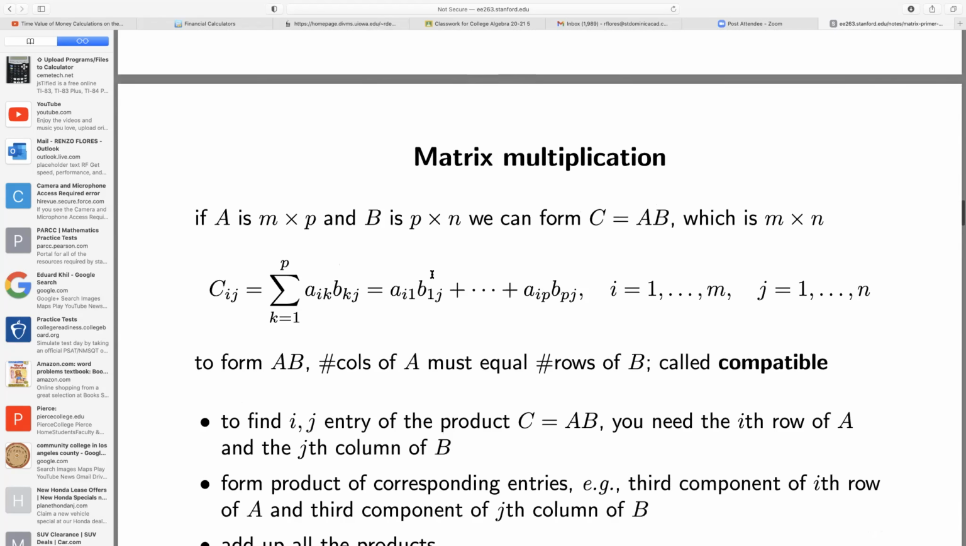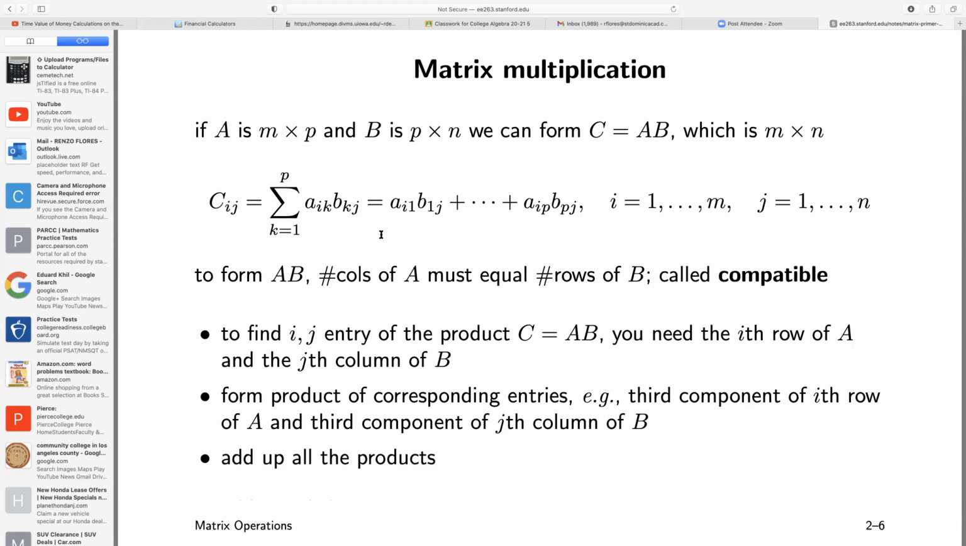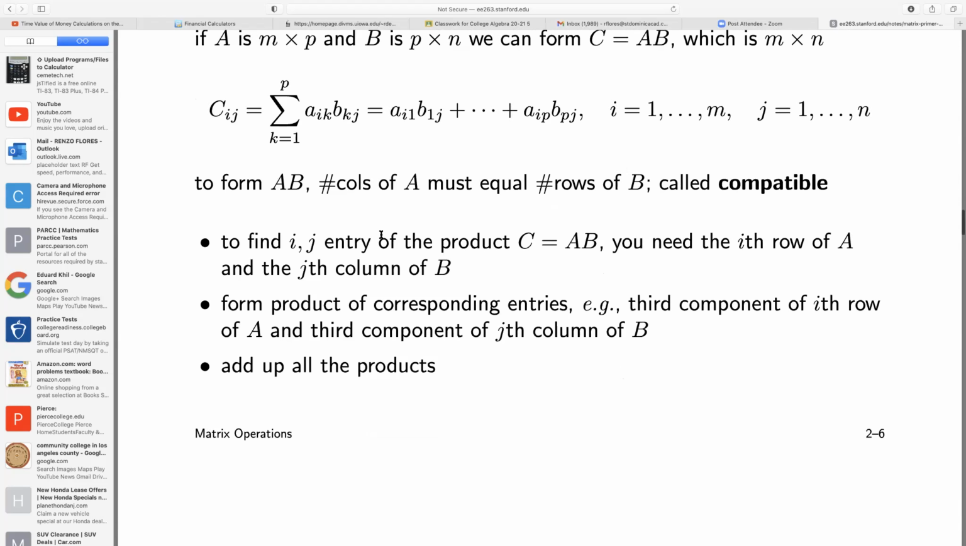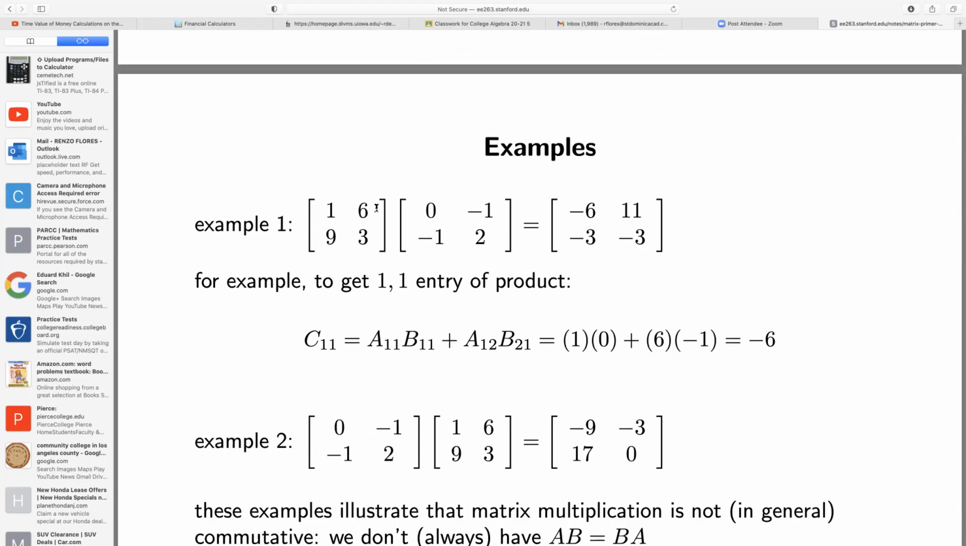What else? Let's see, what is here? This is matrix multiplication. In other words, the dot product, right? So you can practice here. So this is row one, column one. So this is 1 times 0 is 0, and 6 times -1 is -6.